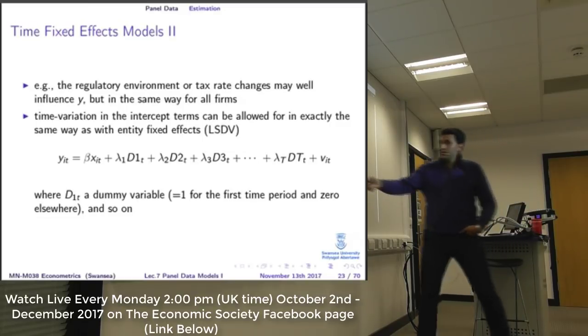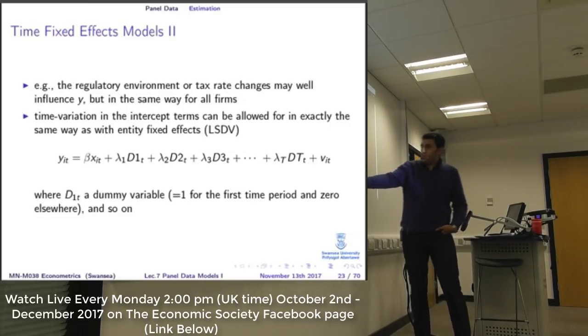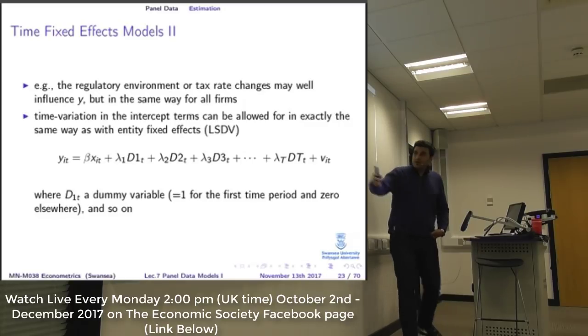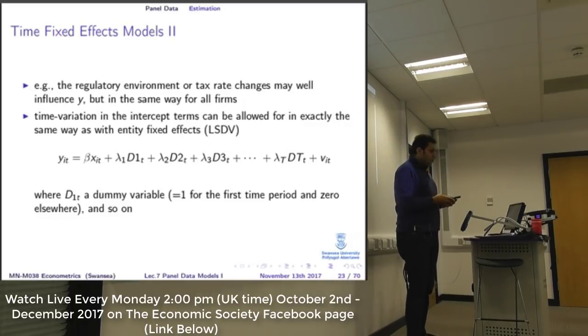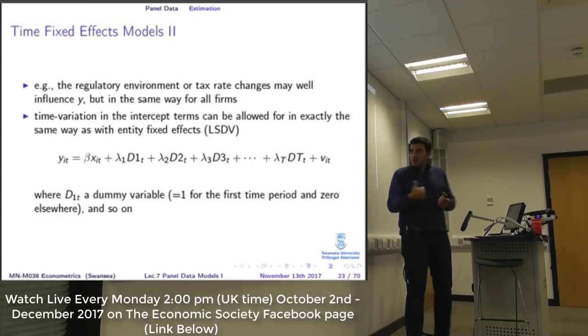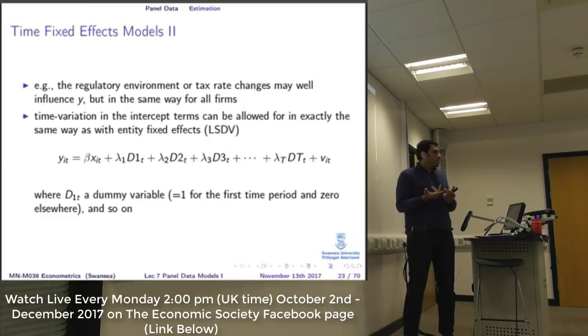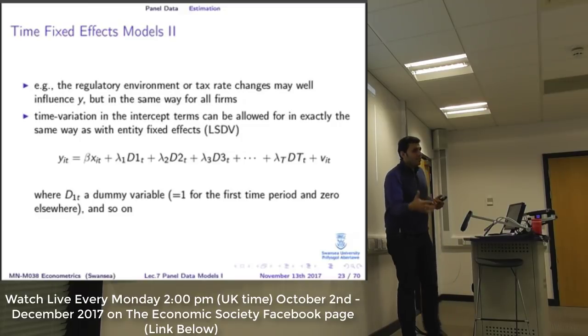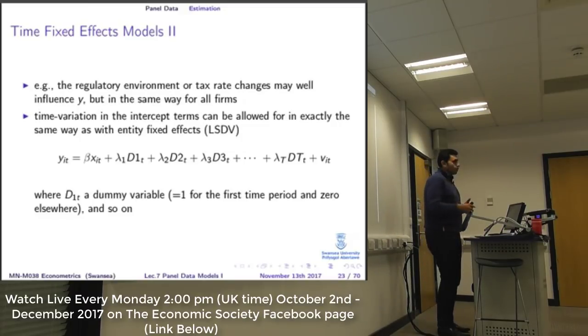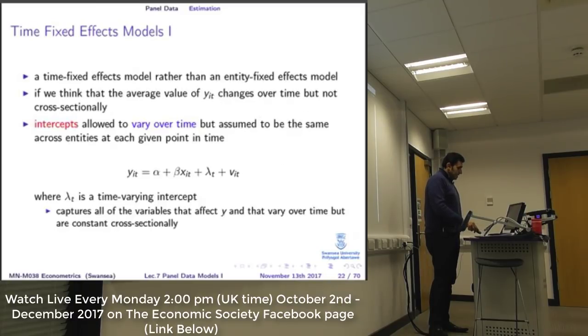So this is t, so d1t will equal 1 for the first year. Okay, d2 will equal 1 for the second year, and 0 otherwise. Okay, and so on. So it's very straightforward. And again, we can estimate it the same way we discussed with the fixed effect model. So the time fixed effect model is very similar to the entity fixed effect or subject fixed effect model.